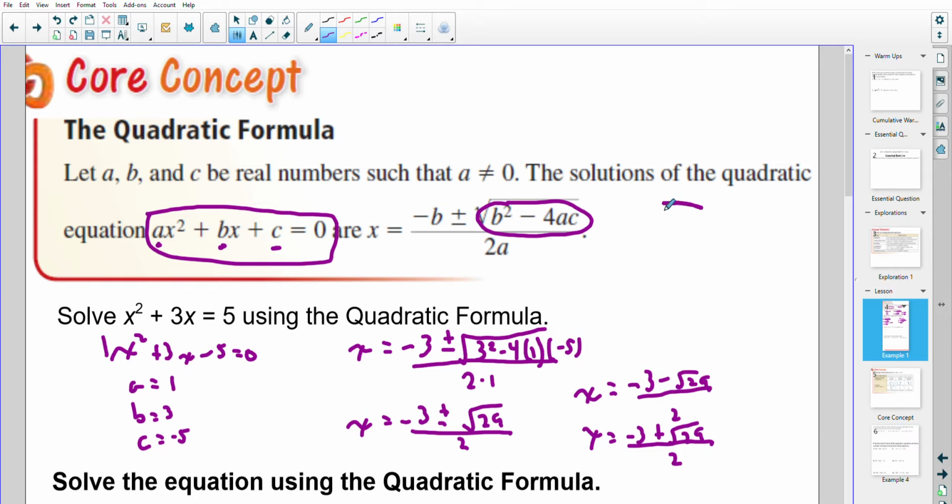Because if you have a square root, and if this is a positive number, then that means there's going to be two solutions. If you have a square root and that's going to be 0, that means you're going to be adding and subtracting 0, which means that there's going to be one solution. And if you have a negative number under the square root, that means that you're going to have 0 solutions. So by using the discriminant, you can determine how many solutions exist in the quadratic equation.